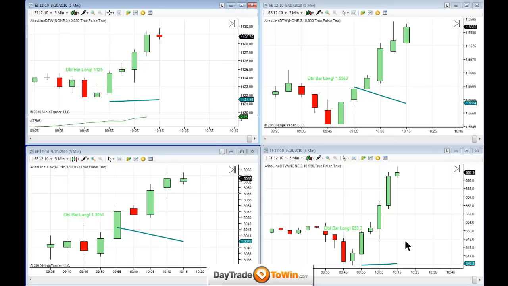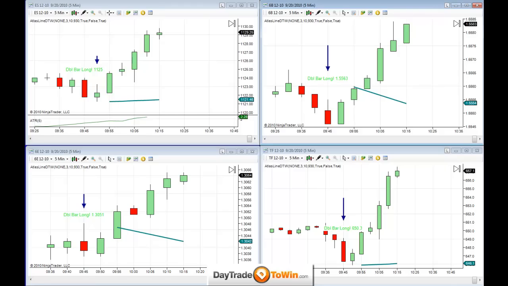Carl, the entry point is displayed on the chart. 11.25 is the entry for the E-Mini. See that? The entry point for the Euro was 1.3051 right here. And the Atlas line gives us these signals. Okay? It provides these signals to us to go long or short. Okay?